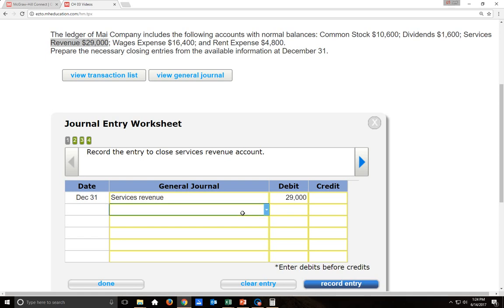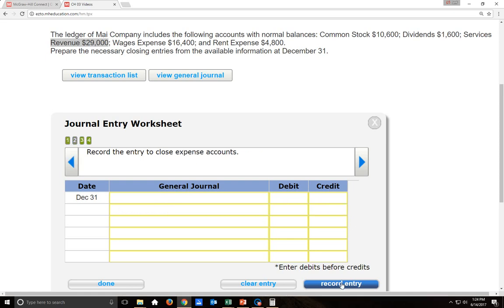And we're closing out this account to income summary. So in the transaction, what's going to be the credit then for the closing entry? Well, we debited service revenue to zero out that account, and now we're going to post that to income summary with a credit. Okay, so that's the first one.